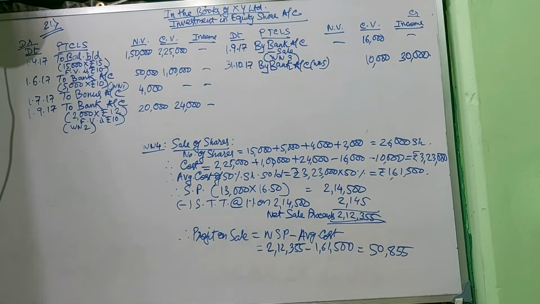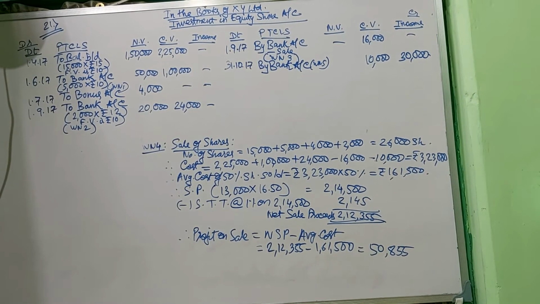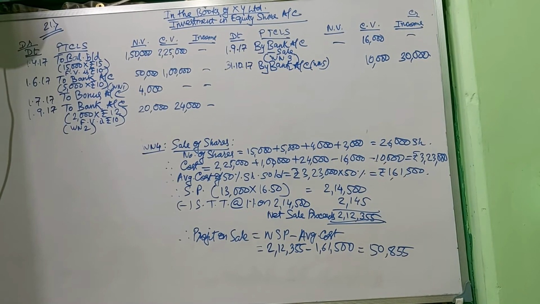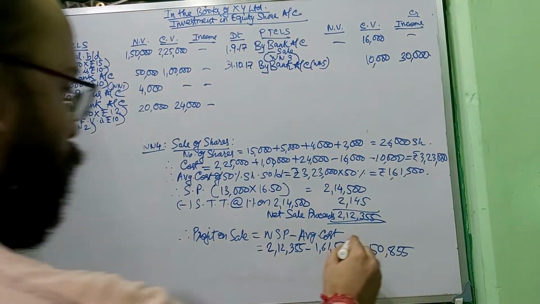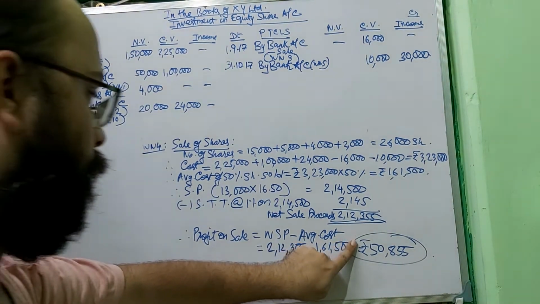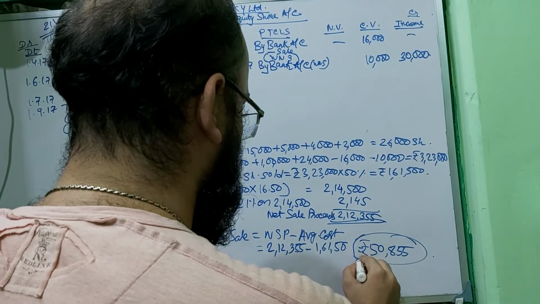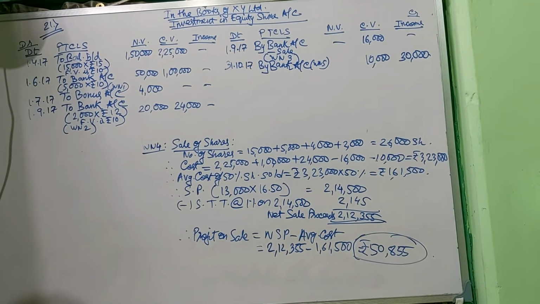You calculate it. Yes, let me calculate again. 2,12,355 minus 1,61,500. Yes, 50,855. That is your amount of profit. Okay, that is your profit amount. So you have to put this again over here. How? I'm doing it. See.